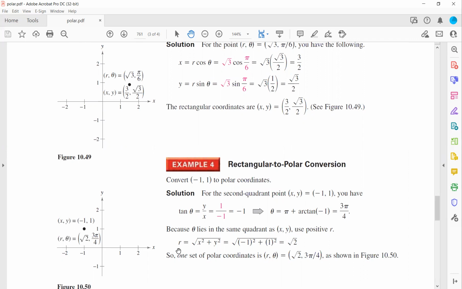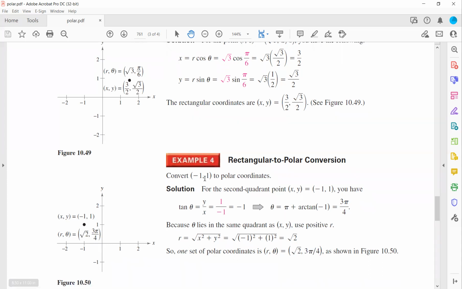And then r is equal to the square root of x squared plus y squared. Well, the square root of (-1) squared plus 1 squared is √2. So your directed distance is √2 and your directed angle is 3π/4. Note that your tangent is negative, your x is negative, your y is positive. So it is in the second quadrant. That's how we convert a rectangular coordinate into a polar coordinate.